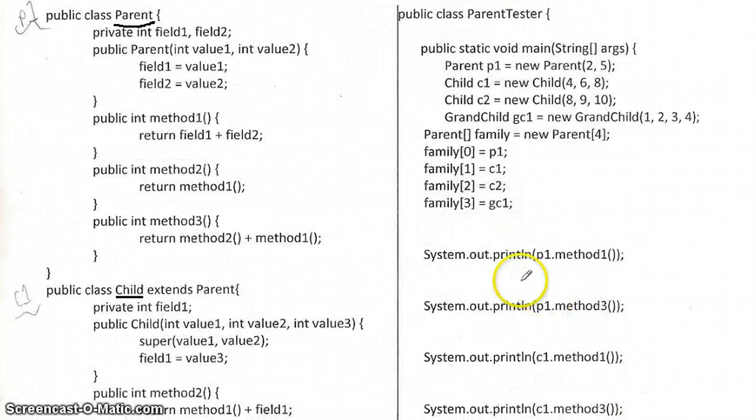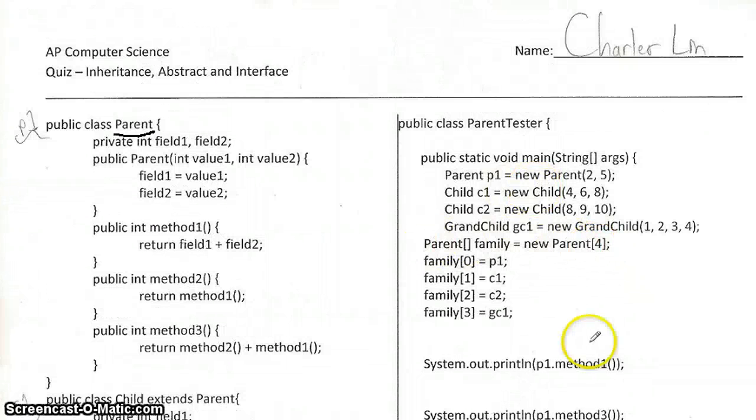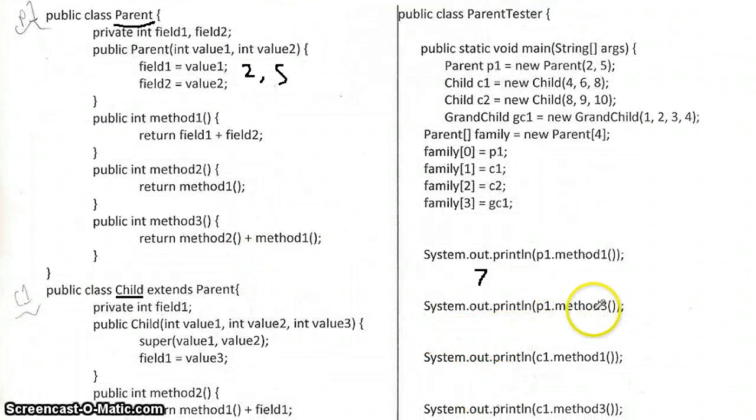So let's get started. System.out.println p1.method1. For this object p1, we have parameters 2 and 5, so field 1 and field 2. This returns field 1 plus field 2, so we have 7. Simple enough. Then we have p1.method3. We already established that method 1 of object p1 equals 7, and method 2 simply returns method 1 again. So 7 plus 7 equals 14.